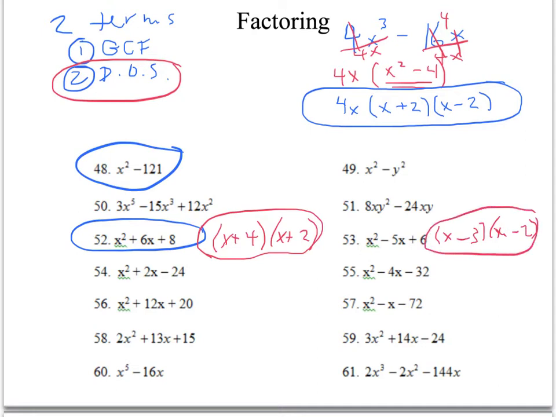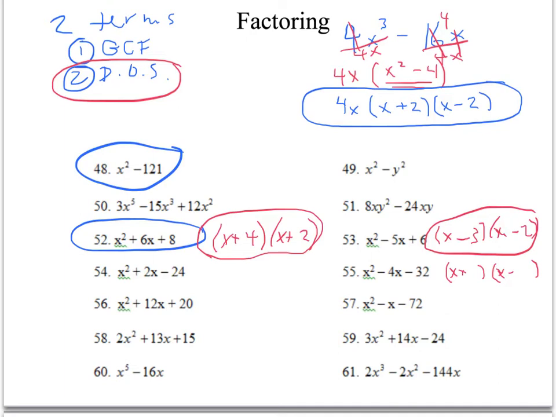Problem like 55, on the other hand, notice how the last term, 32, is negative. So the only way we can get a negative 32 is by multiplying a positive number and a negative number. So I know for sure that we're going to have x plus, x minus. What numbers multiply to 32 that add up to a negative 4? 8 times 4 is 32.